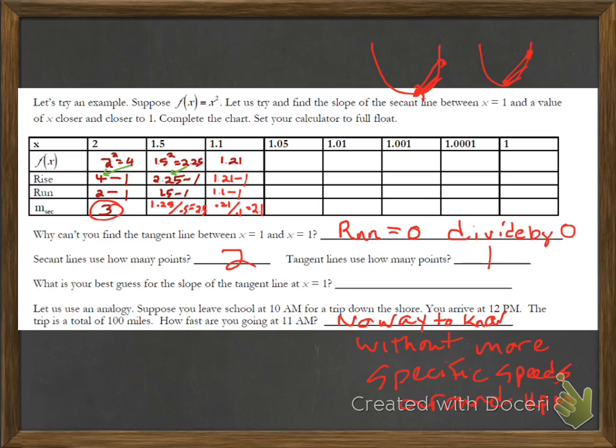Next one is 1.5. When I take that squared, because we're dealing with the x squared graph, minus 1 squared, which is 1, to get your rise, and the run is using the x values 1.5 minus 1. And if you do the ratio of those two, rise over run, you get 2.5. Next one, you do 1.1, square that, minus 1, and then so on. You want to make your way down.